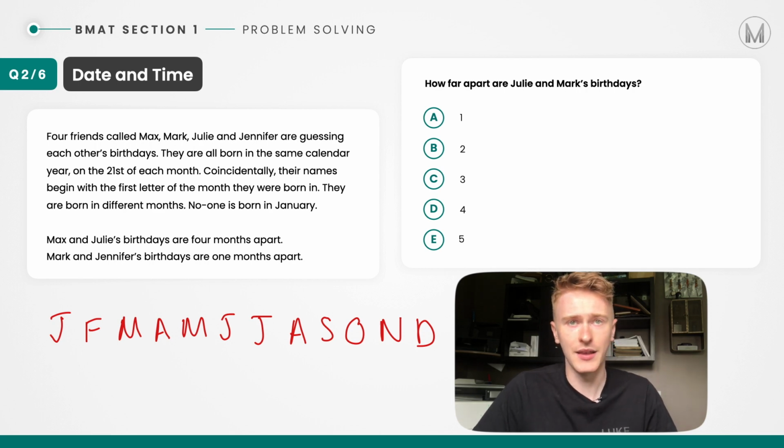So let's take each bit in turn. We know that no one is born in January, so we can cross that out from the get-go. After that, we know that the friends are born on the same day. Their first letter of their name is the same as the first letter of the month that they were born in. So in this case, Max and Julie, let's take them. We're either dealing with March and May or June and July. And we have to maximize that so that they're 4 months apart. So using a bit of trial and error, we can say that actually Julie is over here in July and Max here is in March.